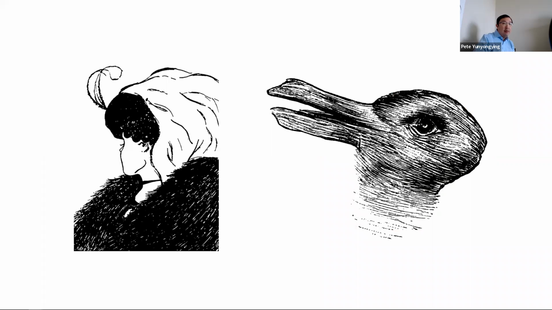These two famous examples show the same image interpreted in two very different ways. Which is right and which is wrong? On the left, do you see an old woman or a young woman? On the right, do you see a duck or a rabbit?